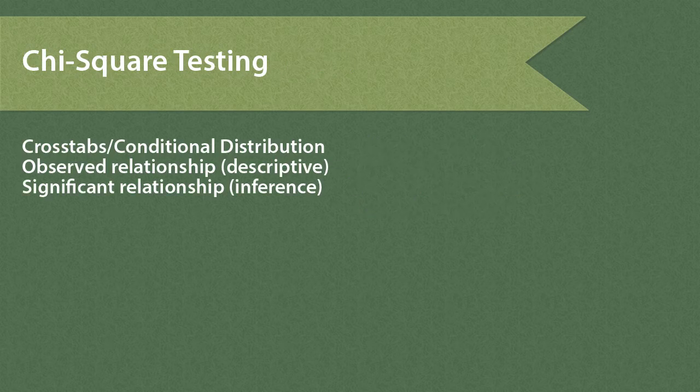Chi-square testing. We use a chi-square test of independence to see if there's a significant relationship between two categorical variables. One variable is an independent variable, and the other is a dependent variable. We already learned how to use crosstabs and conditional distributions to examine the relationship between two categorical variables.